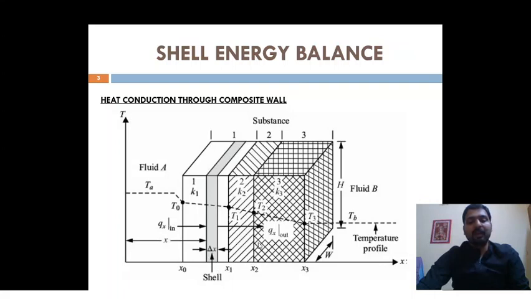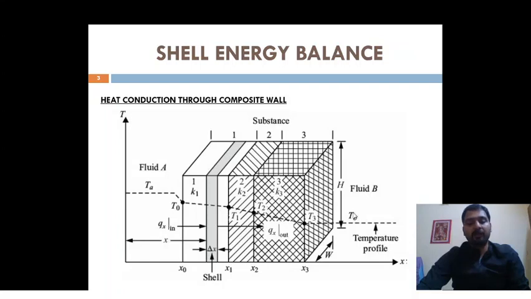These substances are placed at particular distances and are joined to each other by a bond. The distances are denoted by x0 and x1, x1 and x2, and x2 and x3. The composite wall has a width of capital W and a height denoted by capital H. There are two fluids at both the surfaces, with temperature Ta on the left hand side for fluid A, and temperature Tb on the right hand side for fluid B.